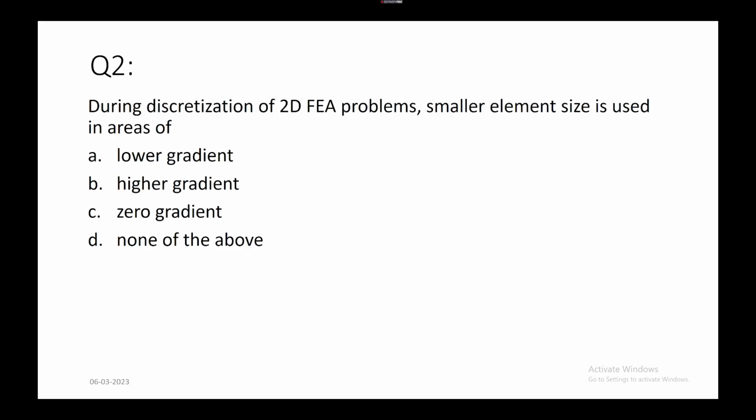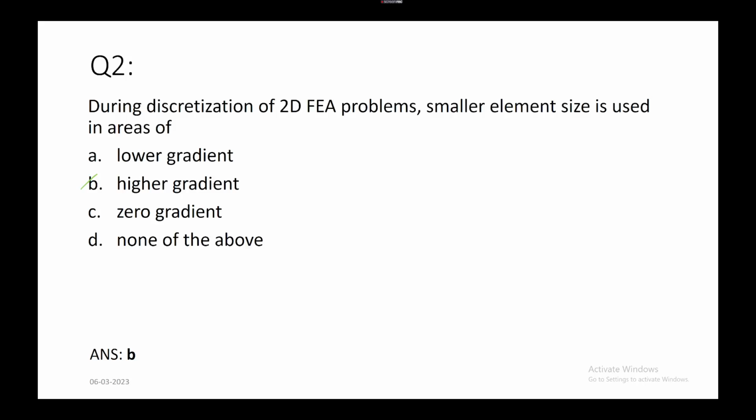So where there is a sudden change in stress, or where there is a very gradual change in stress, that you can say is a lower gradient, higher gradient, or there are some cases where there is zero gradient. Higher gradient. Okay. So let us see the answer. Yes, you are right. The answer is a higher gradient.